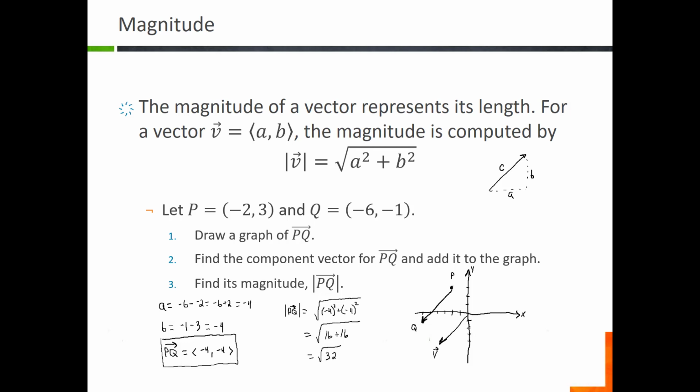And if we wanted to simplify that, 32 is 16 times 2, and 16 is a perfect square, so we would end up getting 4 root 2 as the magnitude. And if that would make more sense, you could compute it as a decimal, but we do need to be able to compute it as an exact value.